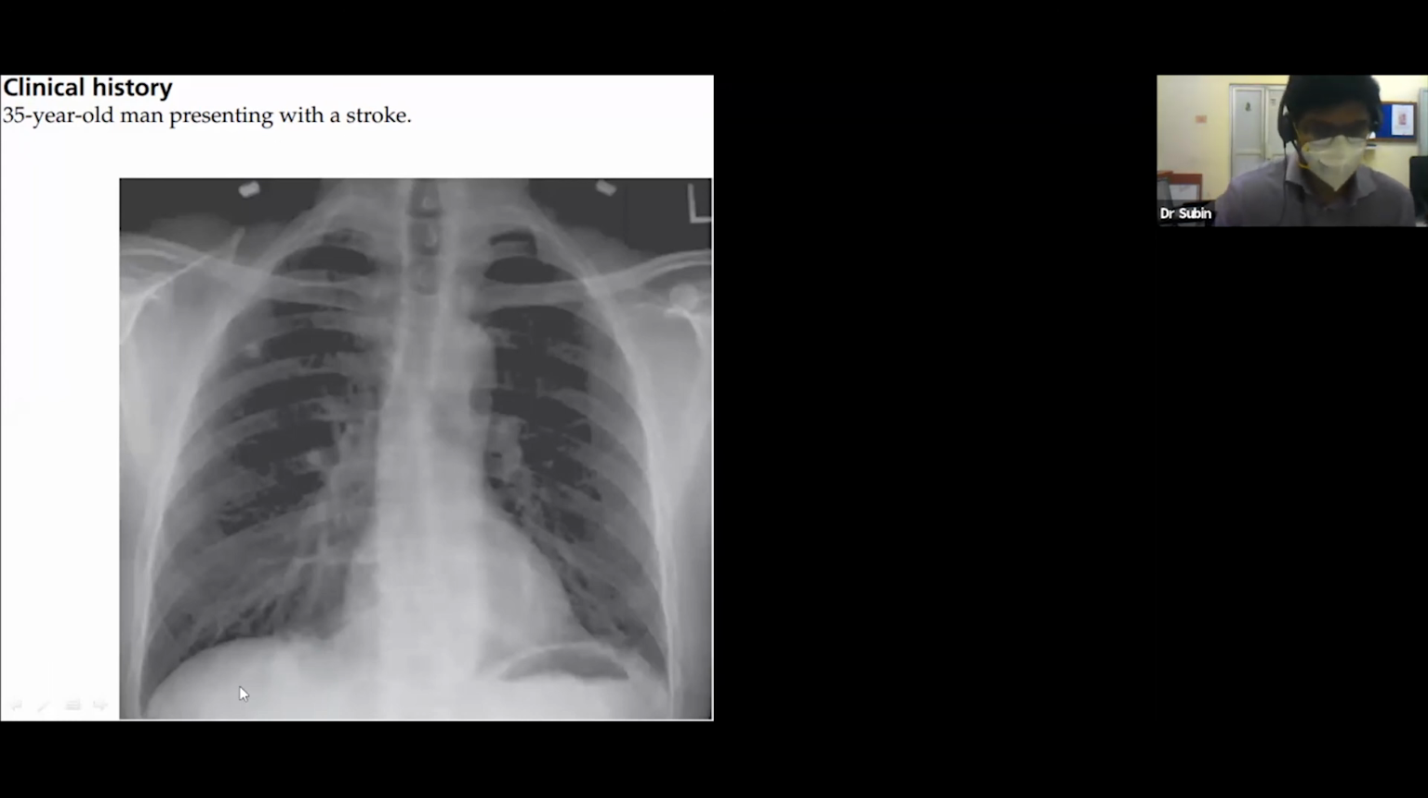Okay, this patient presented with a stroke. There is this nodule which is seen here, and there's this vessel leading up to it, which is looking a little big. Okay, what do you think it could be? Can you say anything more? If I say this vessel is looking big, there is this nodule here, and the patient presented with a stroke. Can you think of anything?